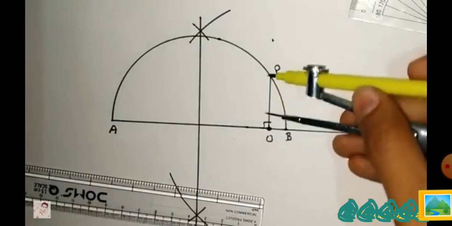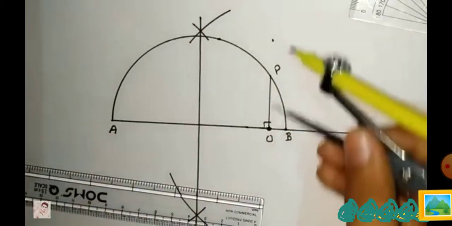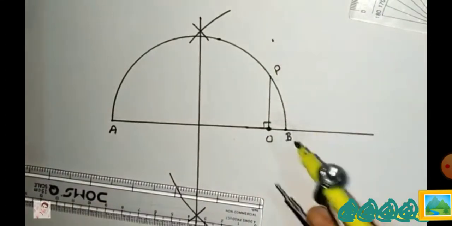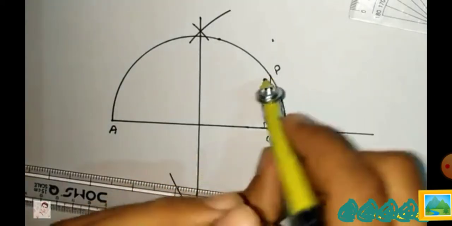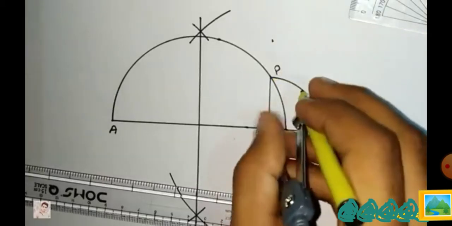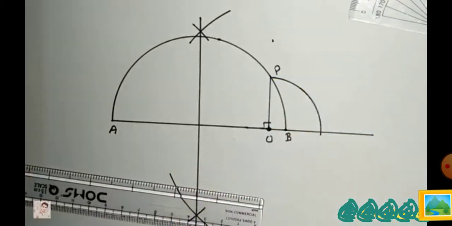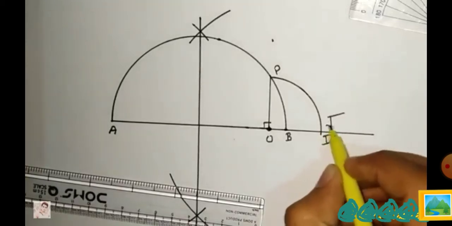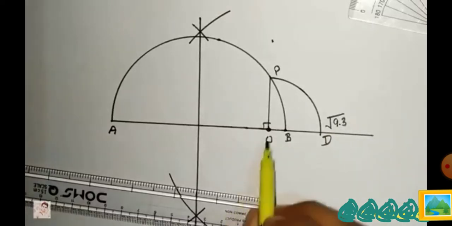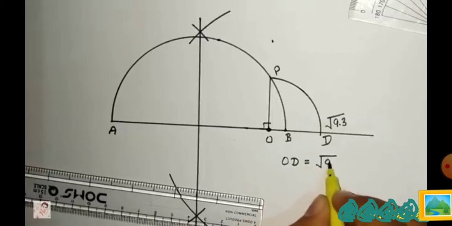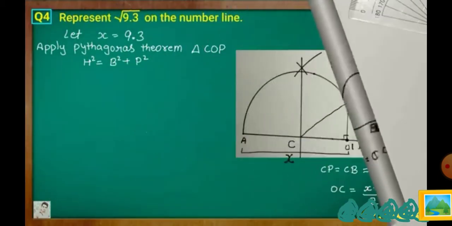Using OP as a radius, draw an arc that should cut the line AB. So I extended before only the line AB. Now give the name for that as D. Now that is square root of 9.3. Now OD is equal to square root of 9.3.